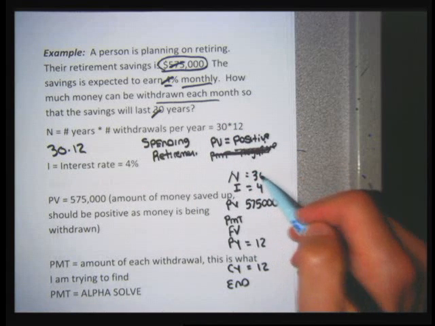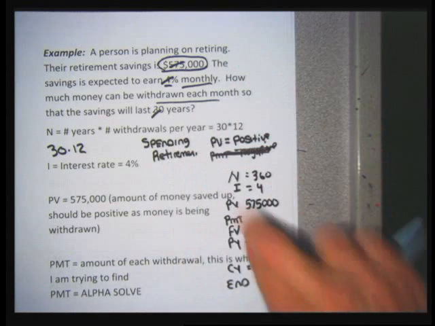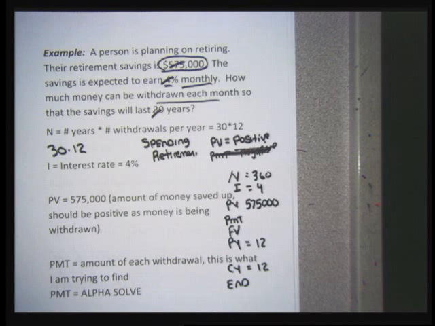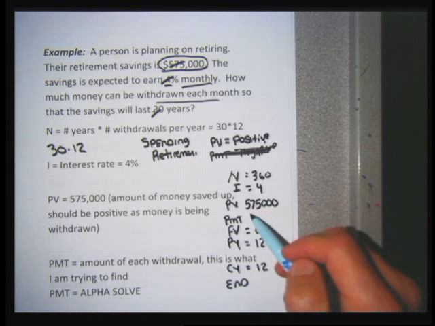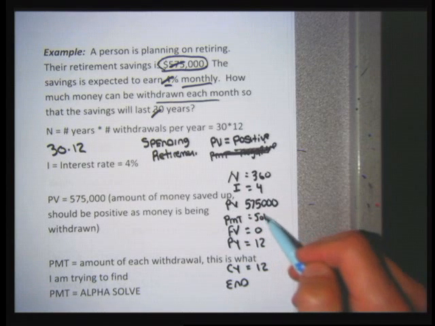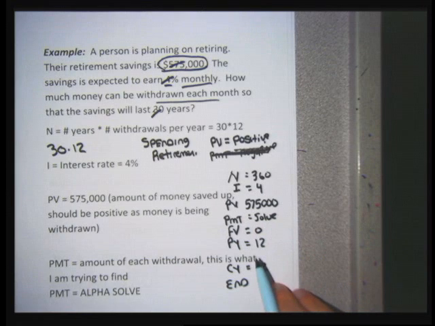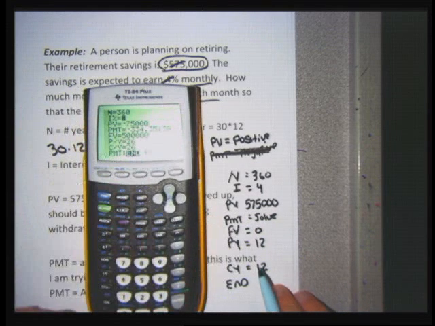So I've used up every number in the problem, but I have two unknowns, which means one of the unknowns has to be 0. And in this case, we're planning on the money running out after 30 years, which means the future value is going to be 0. And I'm going to solve for the PMT. So if I enter these, I'll find out how much they can pay themselves every month.